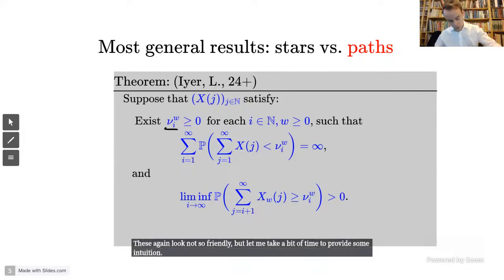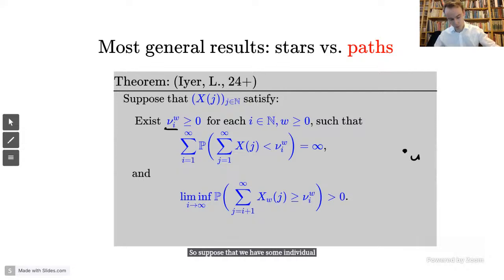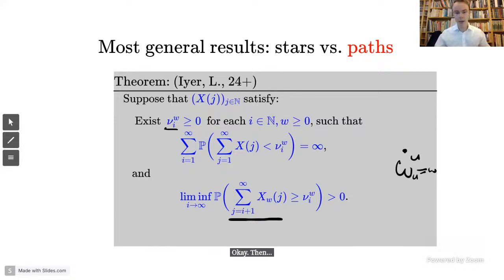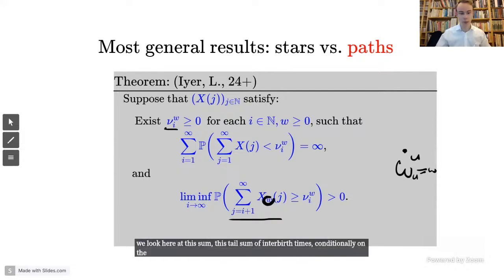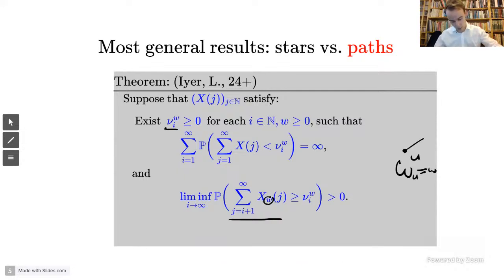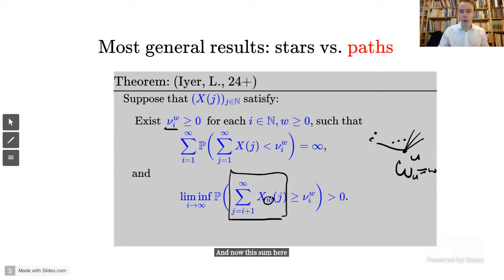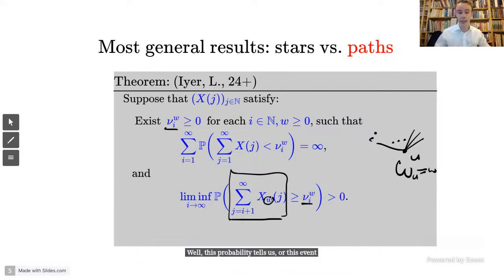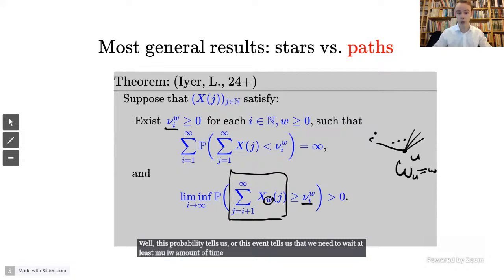So suppose that we have some individual, say U, and we're going to condition on the weight of this individual U being small w. Then we look here at this tail sum of interbirth times, conditionally on the weight being small w. This is the case when U has already produced its ith child, and now this sum tells us how much longer we need to wait until U explodes, until U produces an infinite number of children. Well, this event tells us that we need to wait at least mu IW amount of time until U explodes.